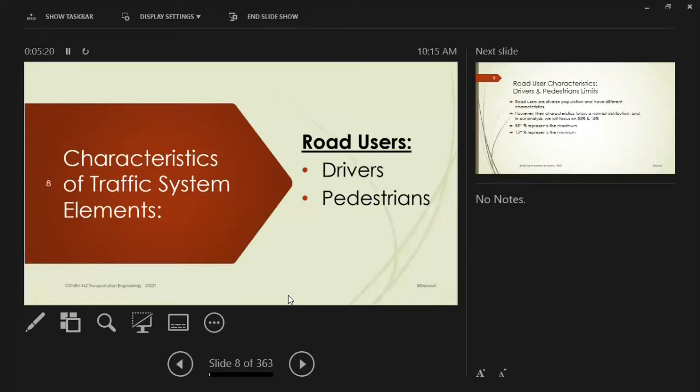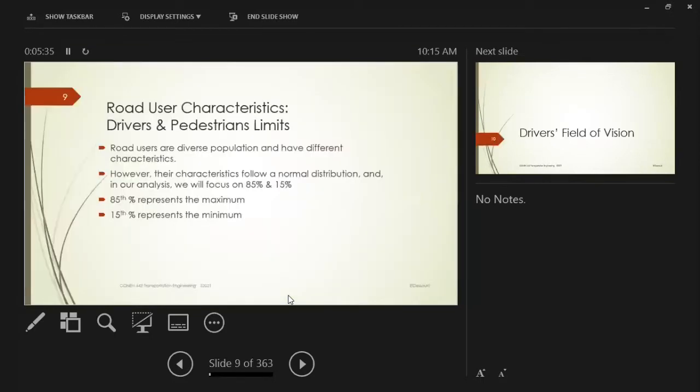Okay, now let's start discussing the characteristics of these elements of the traffic system. So we start with the road users. We will focus primarily on drivers and pedestrians. As we know, drivers and pedestrians are populations, so there is variability between each driver and variations between pedestrians. So how can we tackle that? We tackle that basically by using statistical values, the 85th percentile and the 15th percentile. The 85th percentile represents the maximum value.